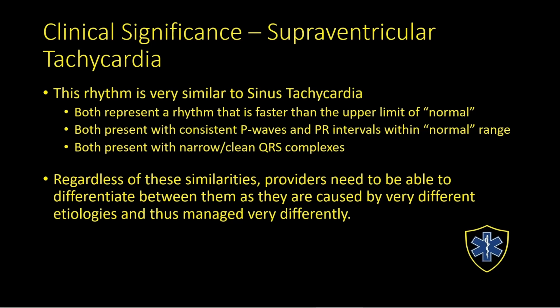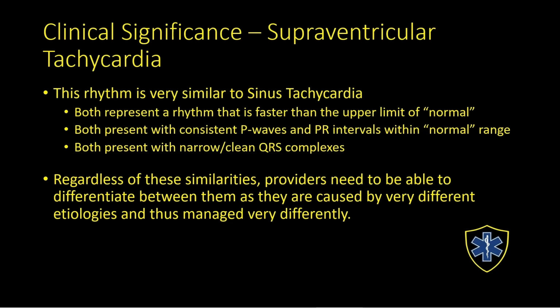Both of these rhythms, sinus tach and supraventricular tach, or SVT, represent a rhythm that's faster than the upper limit of normal, or faster than 100. They both present with consistent P waves and PR intervals that are within the normal range. They both present with narrow, clean QRS complexes less than 0.12.